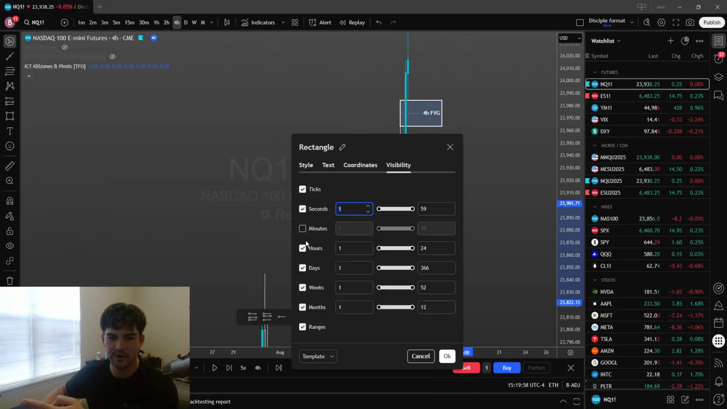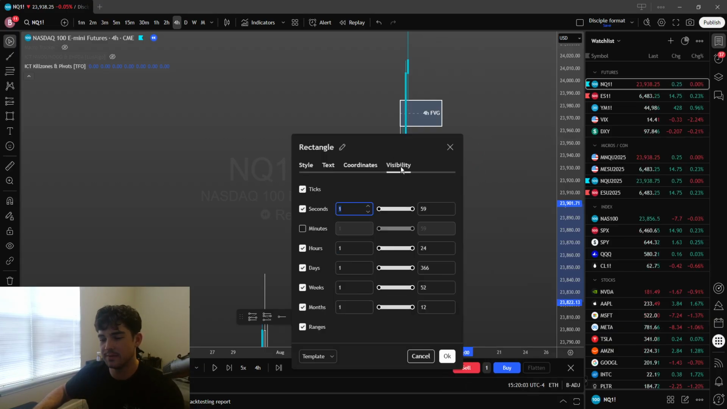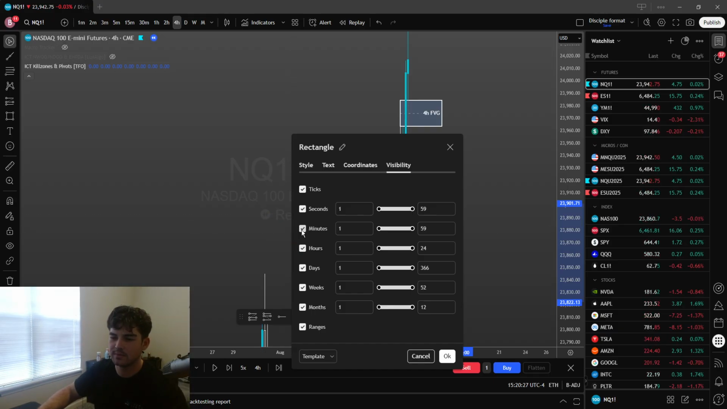Here, I have this thing toggled right here. If you didn't know, you can right click on these things and go to settings, go to visibility, and you can change it, okay? So if I want this 4-hour gap to only be on the 4-hour time frame when I select it up here, I can just come in here and change it. So I only want to see this on the 4-hour. So here, unselect minutes. That's usually what I'm on. So 4 hours, or you can drag this. I only want to see it on the 4-hour.